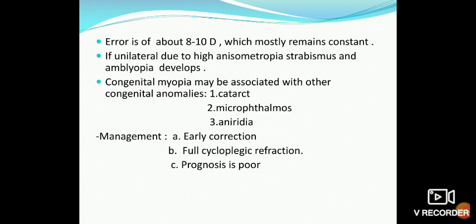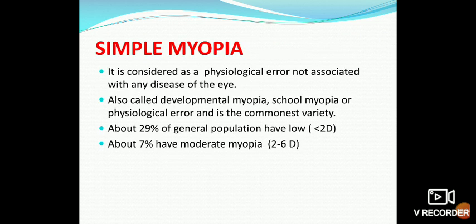Okay, what is the management? For management, early diagnosis, early correction, and full cycloplegic refraction are very important. But always remember, prognosis is always guarded. So this is all about congenital myopia. Next is simple myopia. Simple myopia is also called developmental myopia or school myopia.